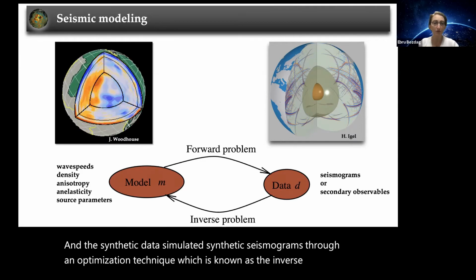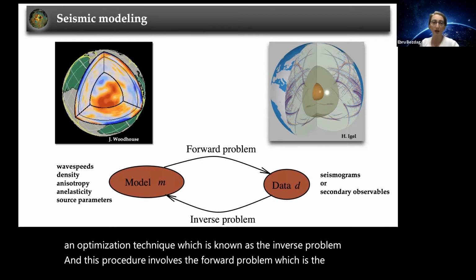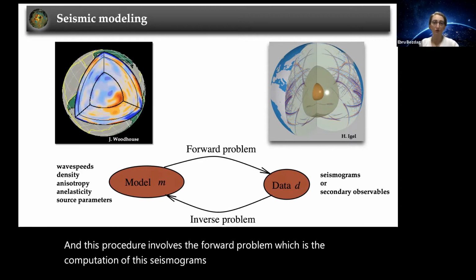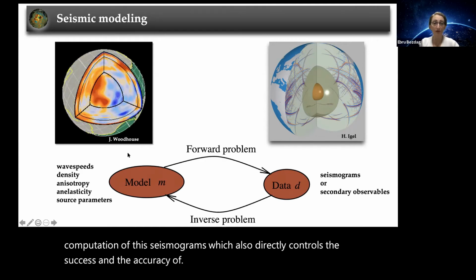And this procedure involves the forward problem, which is the computation of these seismograms, which also directly controls the success and the accuracy of the seismic tomographic procedure.